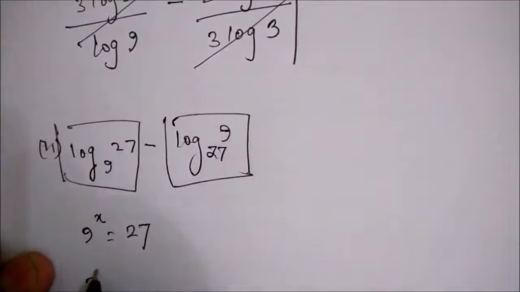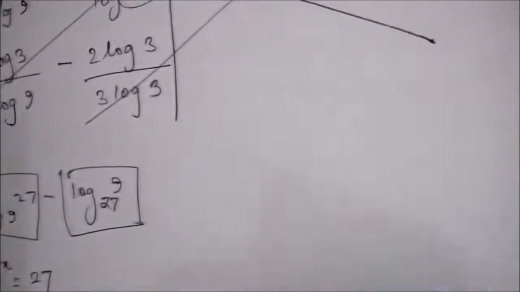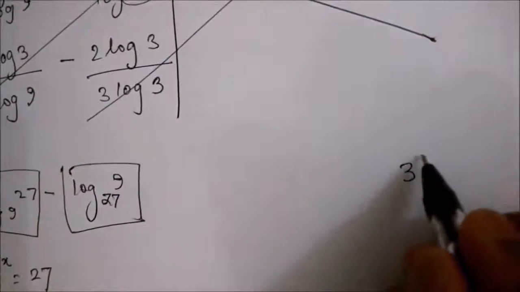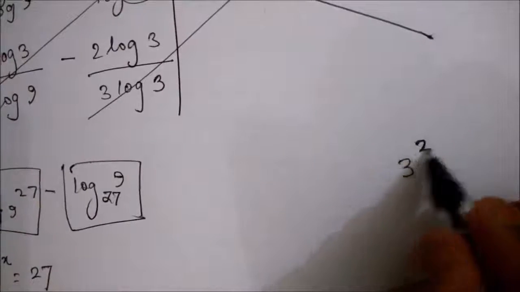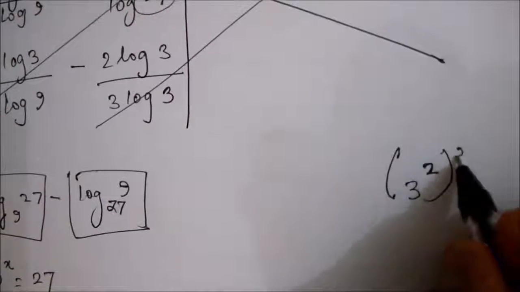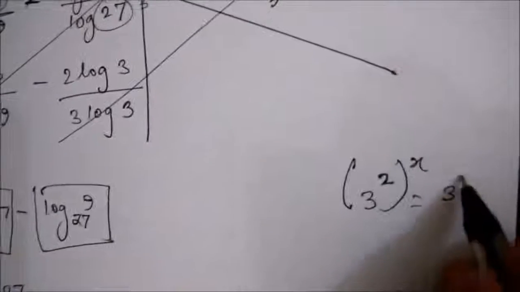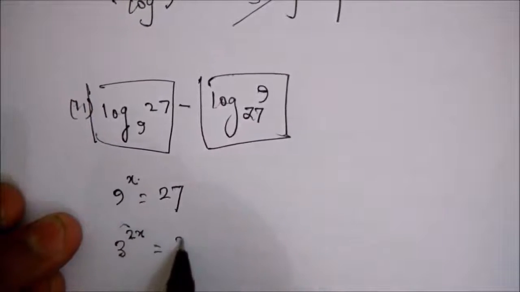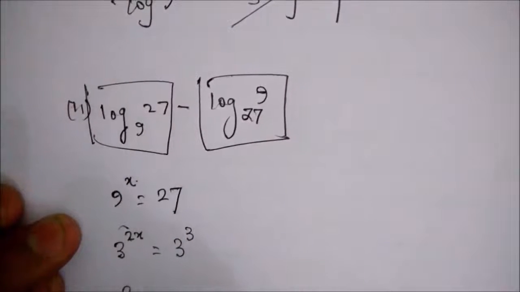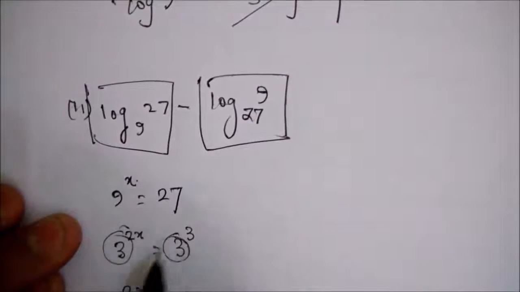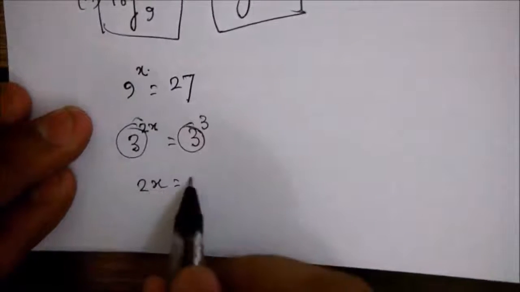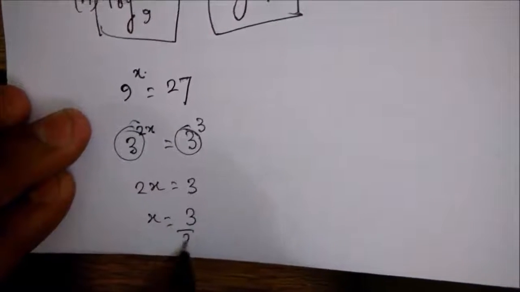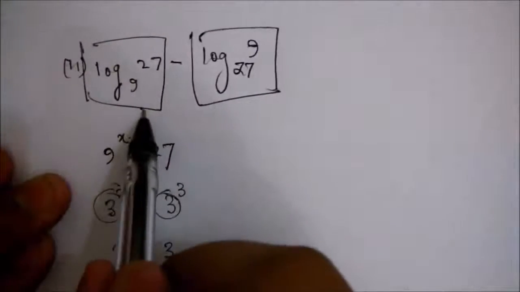It can be written as 3 square and 2x, since it's written 3 to the power 2 multiplied by x, so it is equal to 3 raised to 2x. So using this formula, we can write here 9 raised to x is equal to 3 raised to 2 into x. So that will be 3 raised to 2x is equal to 3 raised to 3. So basically, since the base is same, 2x is equal to 3 and x is equal to 3 by 2. So the answer for the first subpart is 3 by 2.